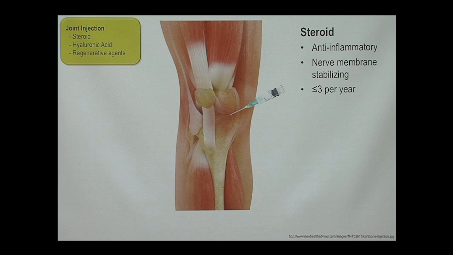So the first one, and many of you may be familiar with the idea of a cortisone injection. That's kind of just a general term, cortisone, but referring to a steroid. And the purpose of injecting steroid into the joint is mainly to decrease inflammation. So if we do have inflamed synovium, injecting a steroid right locally at the joint rather than taking an oral agent for inflammation, that should be helpful.